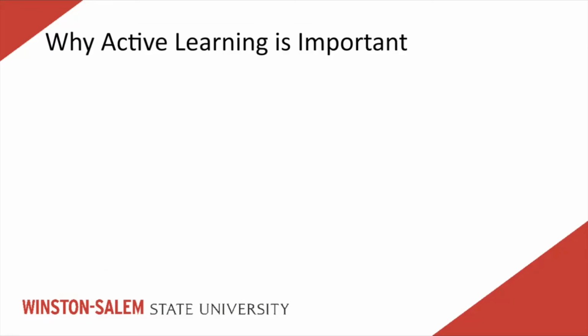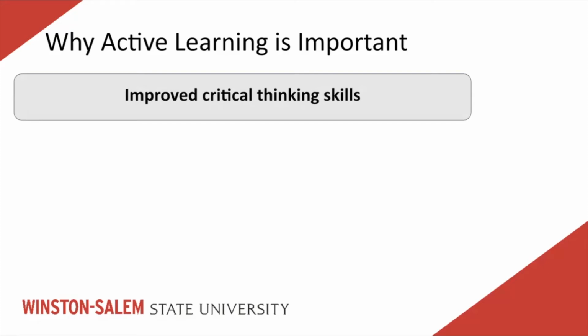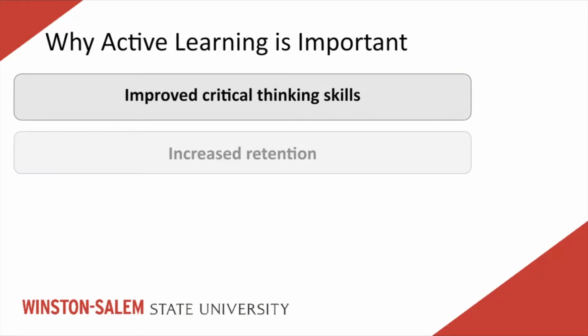Active learning is important for a number of reasons, one of those being improved critical thinking. Active learning shifts the focus of learning from passively and possibly unquestioningly digesting information to being accountable for actively engaging with sources and perspectives. When students share ideas, they learn to build stronger arguments, challenge presumptions, and recognize leaps of logic. A second benefit to active learning is increased retention.